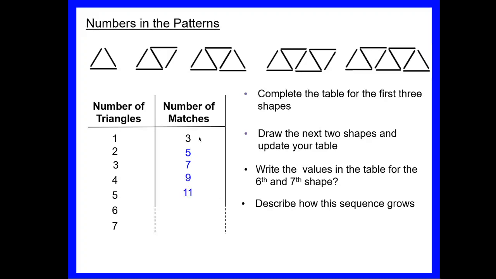So now we have enough to hopefully help us to work out a rule and what the next two numbers will be. So we're asked to write in the 6th and 7th, so we don't need to draw them. So let's have a look. From 3 to 5 we've added 2, from 5 to 7 we've added 2, add 2, add 2. So if we continue in that same way, we would get 13 and 15. And to describe how the sequence grows, we added 2 each time.